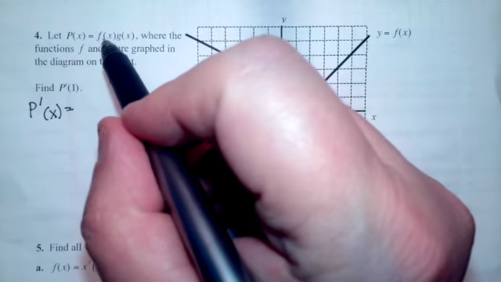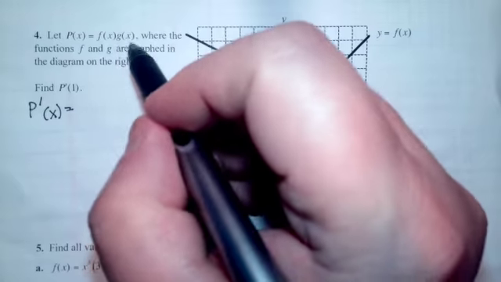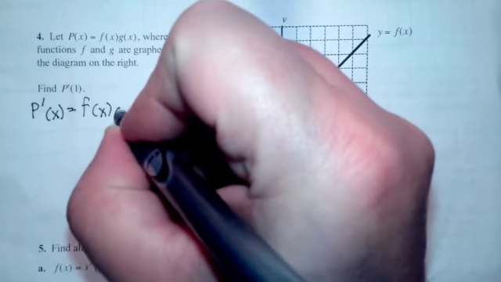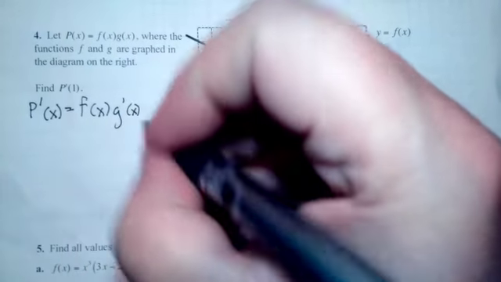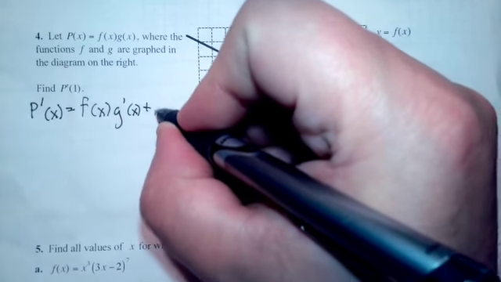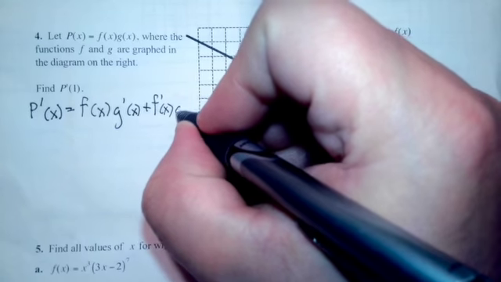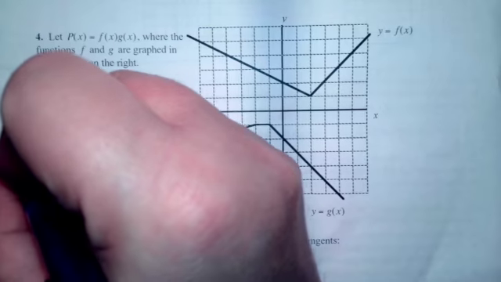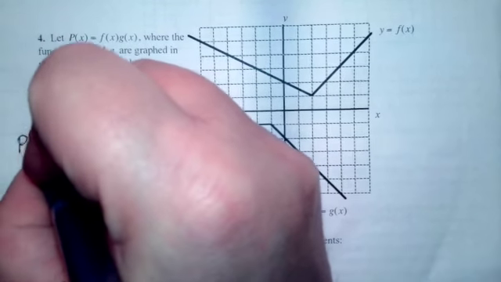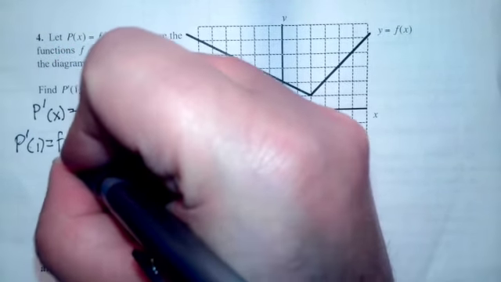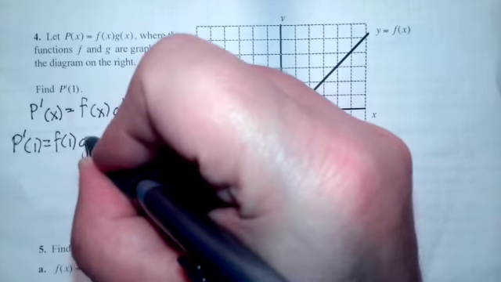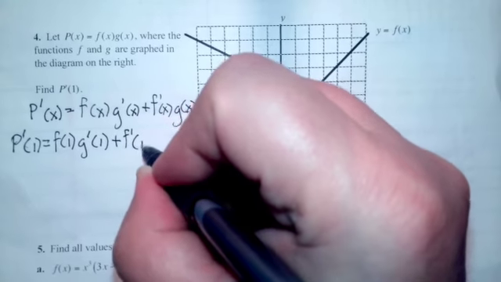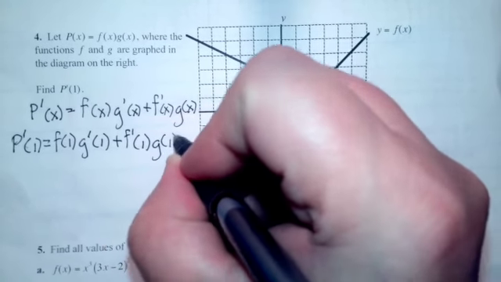Well, p of x is f of x times g of x. That's a product, right? So using the product rule, this will be f of x times g prime of x plus f prime of x times g of x. And now we just need to substitute in 1. So p prime of 1 is going to be f of 1 times g prime of 1 plus f prime of 1 times g of 1.